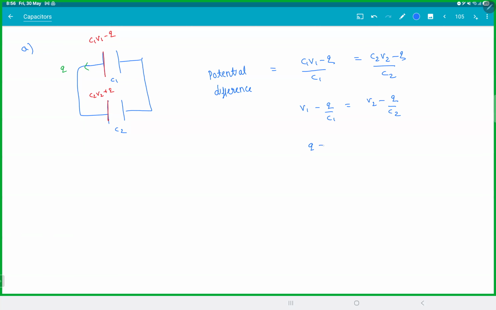V1 minus Q by C1 is equal to V2 plus Q by C2. So we get Q times (1 by C1 plus 1 by C2) equal to V1 minus V2, so Q equals (V1 minus V2) times C1C2 by (C1 plus C2). This much charge flows through this. So take this Q and put it back in any one of the functions.